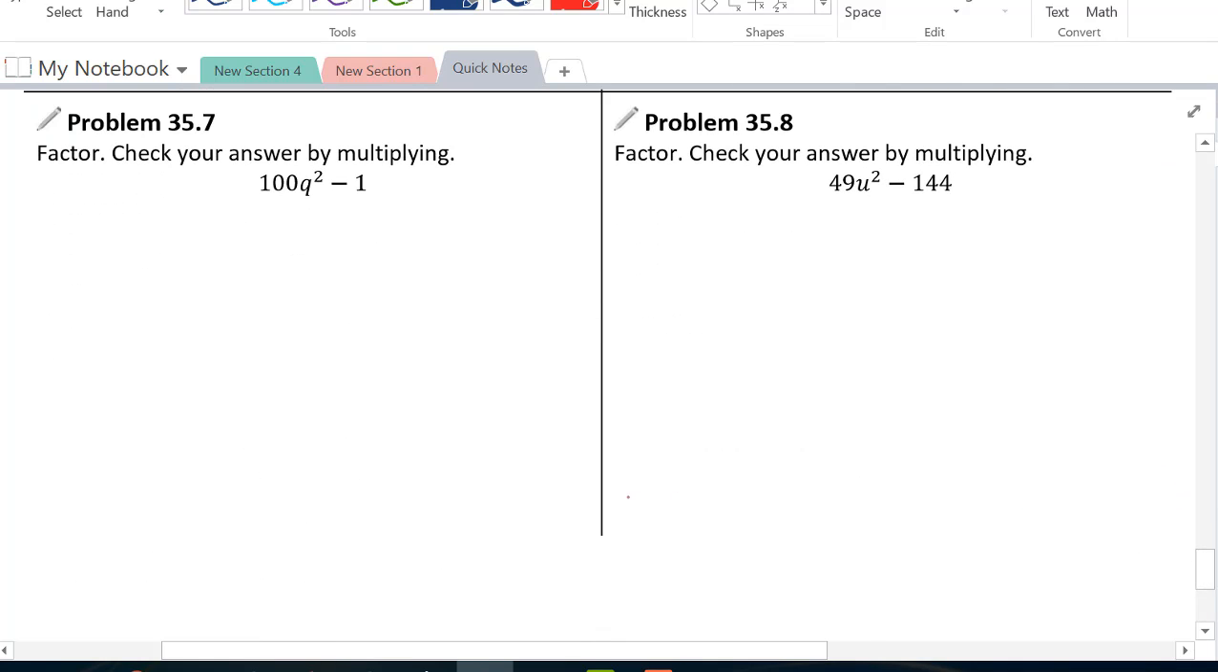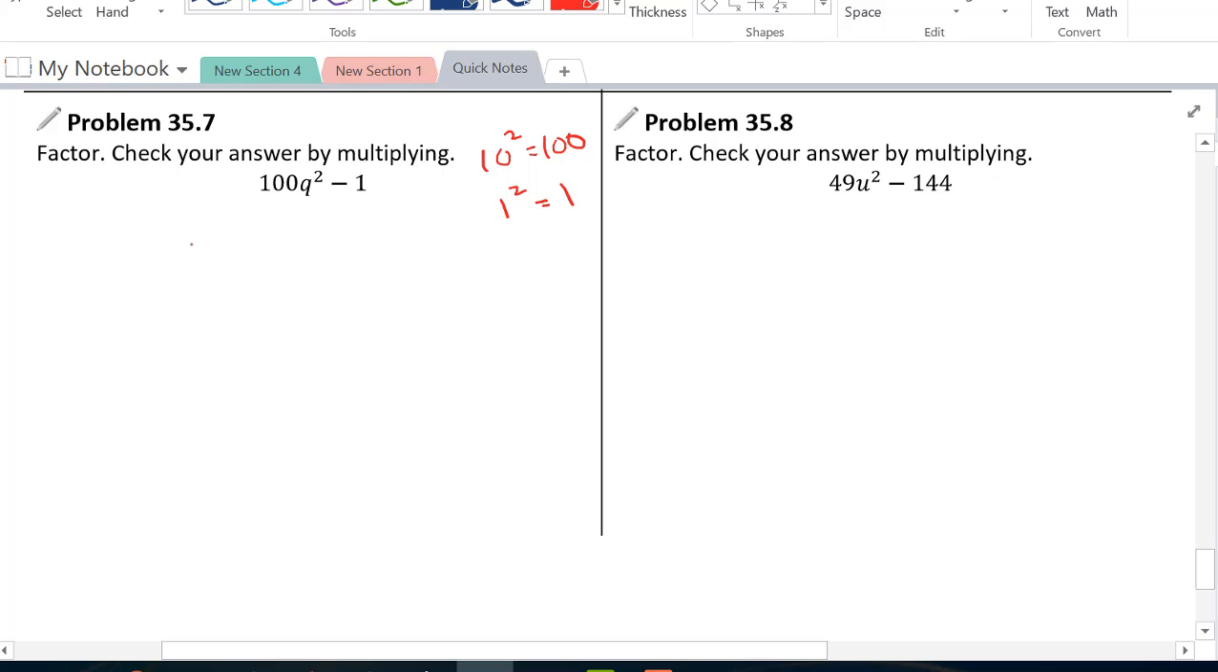Right, so this one, same thing. We're going to look at 100 and we're going to look at 1. Are they perfect squares? Yes, they are. 10 squared is 100, and 1 squared is 1. Second condition, is it even power? Yes, it is. That's q squared. Even power, good. Is it subtraction? Yes, it is. Third condition is met.